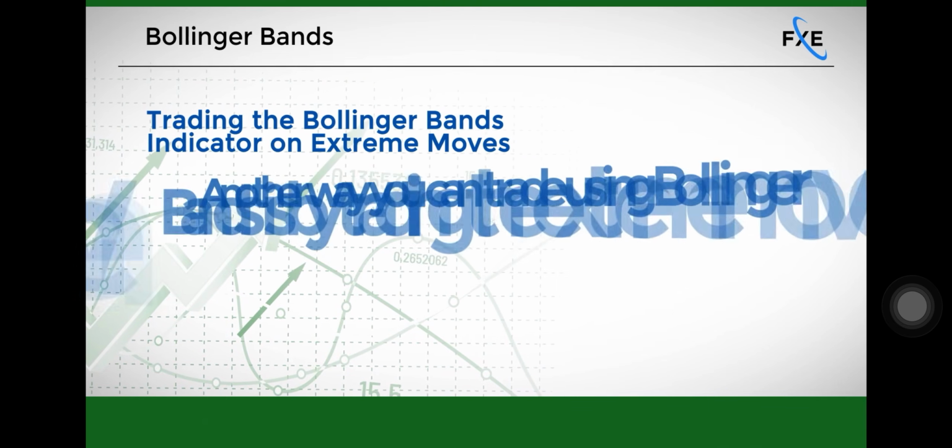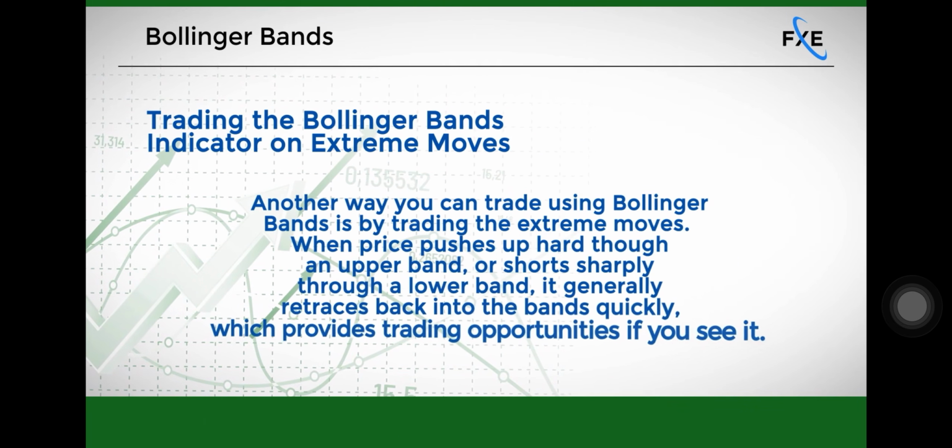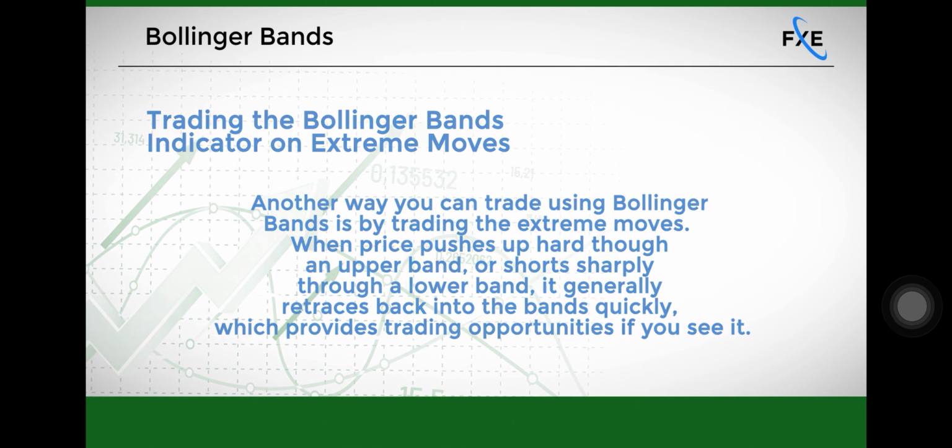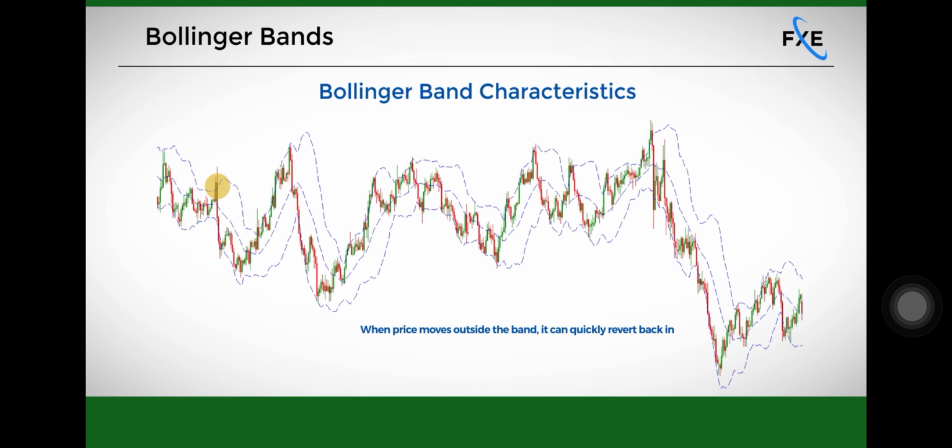Another way that you can trade using Bollinger Bands is by trading the extreme moves. When price pushes up hard through an upper band, or shoots sharply through a lower band, it generally retraces back into the bands quickly, which provides trading opportunities if you see it. As you can see in the example on the screen, price pushed through the upper boundary and didn't close outside the upper boundary. When price comes back inside, you can place a trade in the short direction with a take profit set at the middle or lower line.